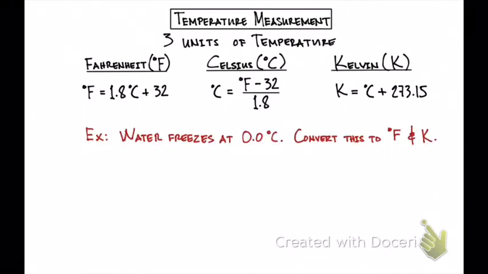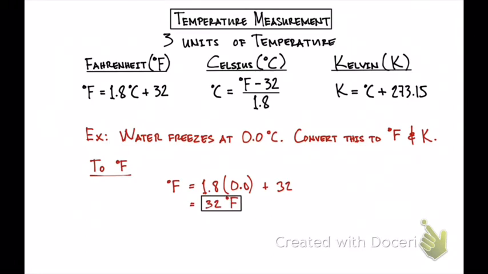All right, so let's look at an example here, a simple example. Water freezes at 0 degrees Celsius. Convert this to degrees Fahrenheit and Kelvin. To convert this to degrees Fahrenheit, we use this equation up here. All you have to do is plug in 0 for degrees Celsius, multiply that by 1.8, which is basically 0, and then add 32, and we get 32 degrees Fahrenheit.